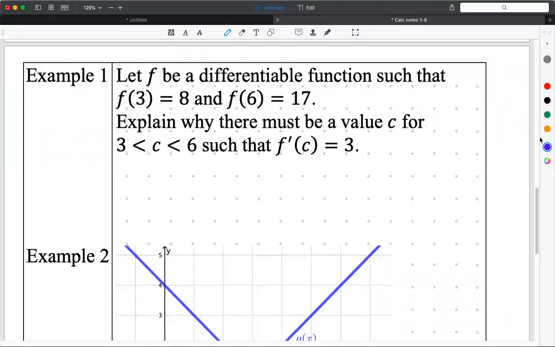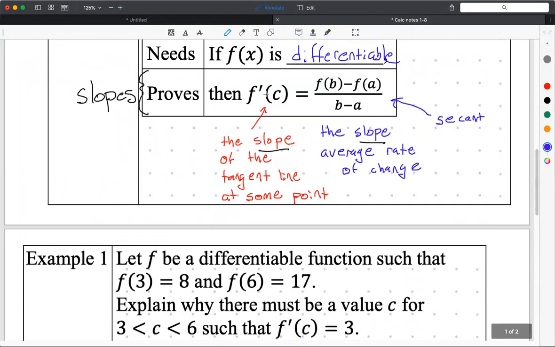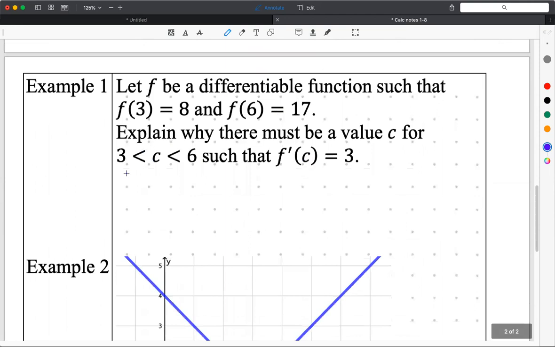The first and most important thing that I'm looking at is f prime of c. That's talking about a slope. Whenever I'm talking about f prime of something, that is a slope. There's only one theorem that proves slopes, so automatically I'm thinking I must be using MVT. So I'm going to write out the definition of MVT, and hopefully that will help me solve this. I'm basically copy-pasting this: f prime of c is equal to f of b minus f of a, all over b minus a.